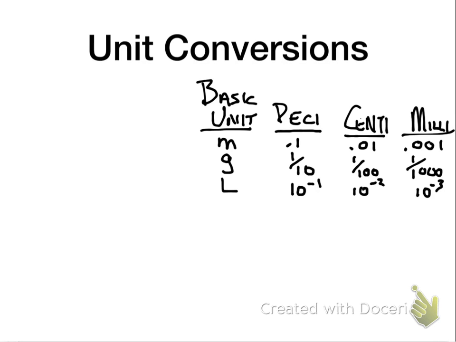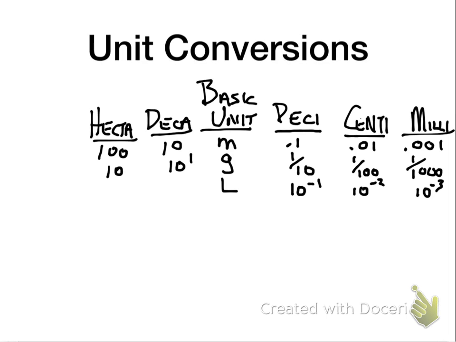Now, going to the left, we would have deca. And deca would be 10 times the basic unit, or 10 to the first. Then you would have hecta. And hecta is 100 times the basic unit, or 10 to the second. And then you would have kilo. And kilo is 1,000 times the basic unit, or 10 to the third.